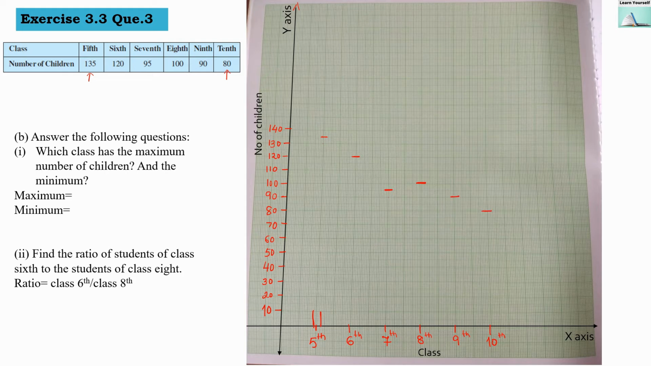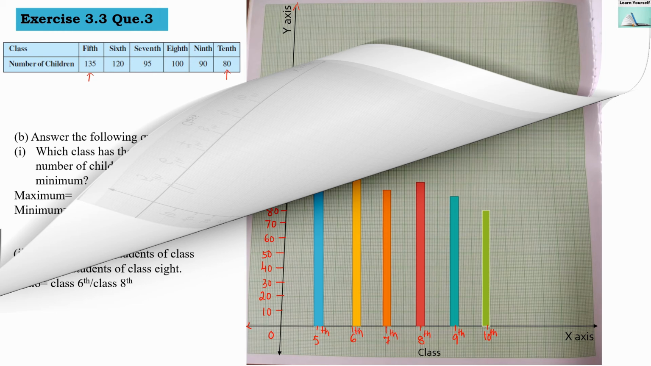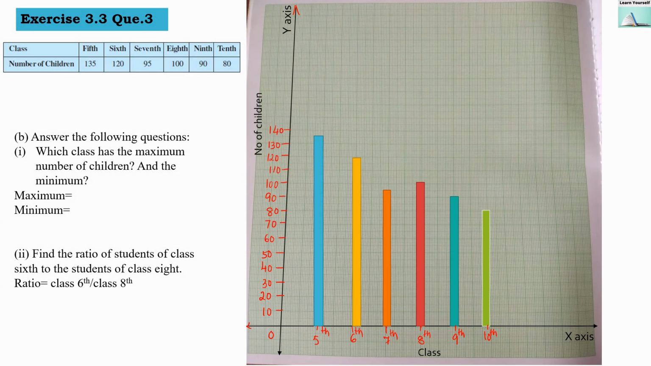As you can see here, I have marked each and every reading. Now we are going to draw the bar graph. For that I have taken 5 columns line over here. From there you can draw a bar graph like this, which I am going to join on the x-axis like this. So here this is my bar graph, and now based on the bar graph we are going to answer the questions.